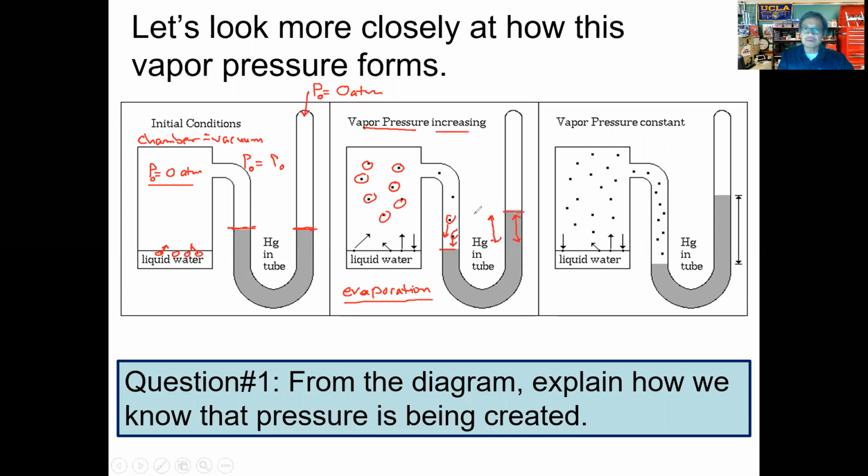And it's this difference in height, from here to here, that we can use to demonstrate that there is pressure. Now that we know this, I'll change the color here just to differentiate. We'll call the blue the initial pressure on the left-hand side, and it's equal to the pressure on the right-hand side.